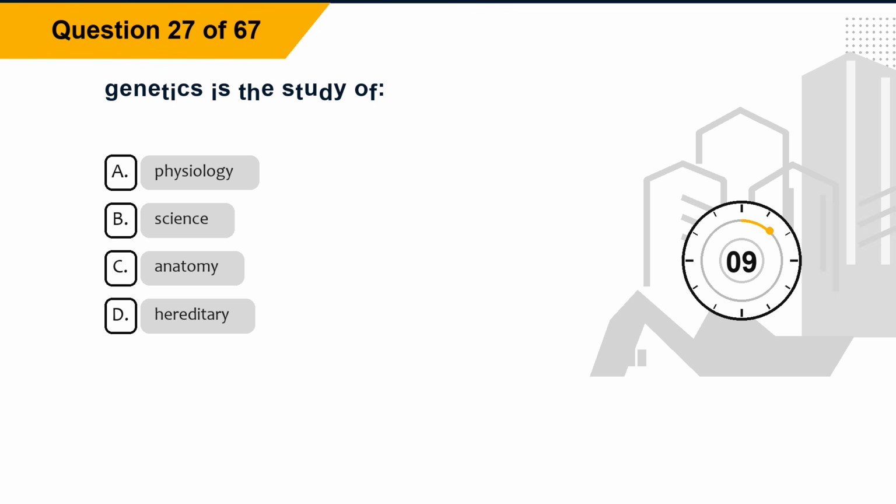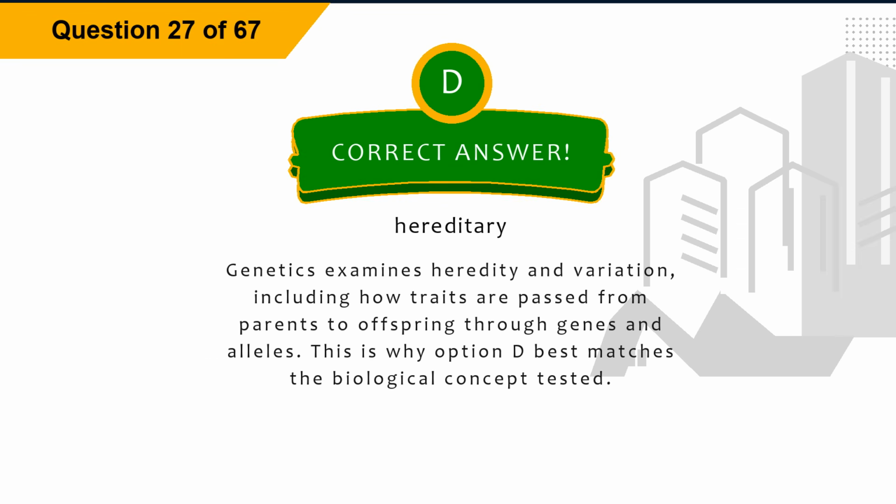Question 27. Genetics is the study of. Option A, physiology. Option B, science. Option C, anatomy. Option D, hereditary. The correct answer is option D, hereditary. Explanation. Genetics examines heredity and variation, including how traits are passed from parents to offspring through genes and alleles. This is why option D best matches the biological concept tested.